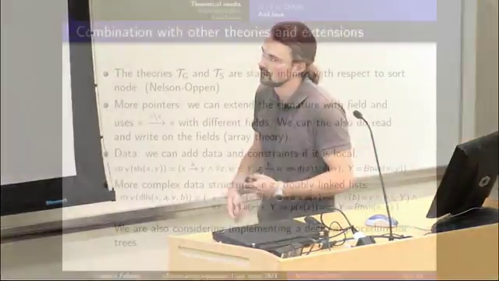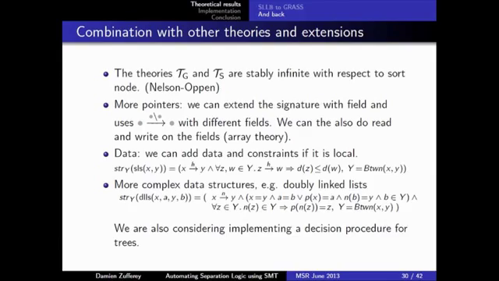But yeah, this part is mostly of theoretical interest, and actually we'll see later how to bypass this. Now, one of the motivations was that we want to combine with other theories. So we have proven that this combination is stably infinite with respect to the sort node. So we can then use Nelson-Oppen directly with theories that have disjoint function symbols.